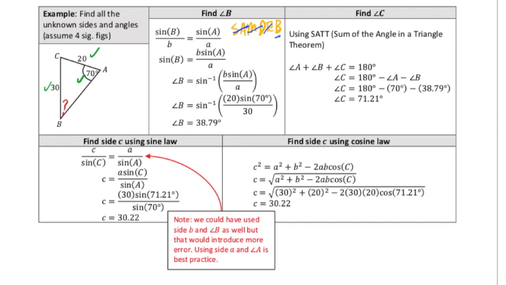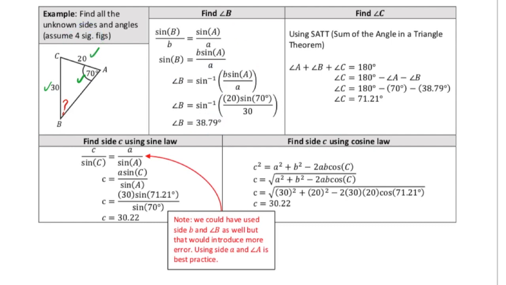So at this point, we have angle B isolated, which is equal to the arcsine of b sine angle A over side a. It's at this point, once we get to this point here, that you're allowed to substitute in. So substituting in our values, we should get an angle of 38.79 degrees, assuming 4 sig figs.